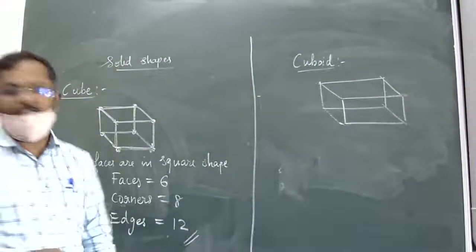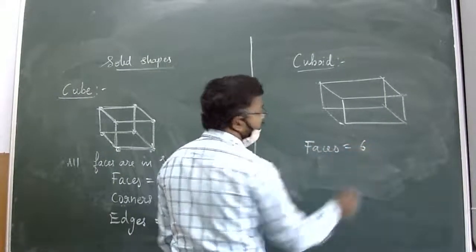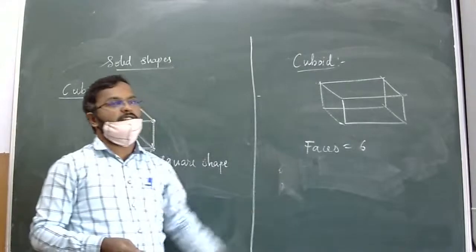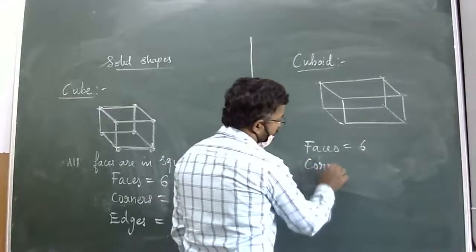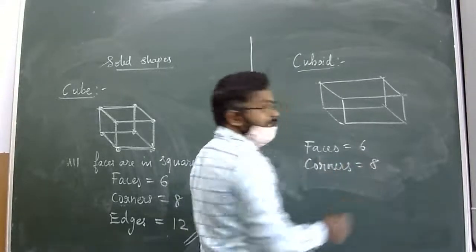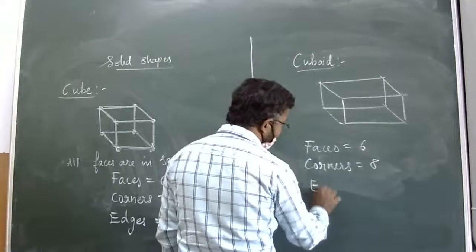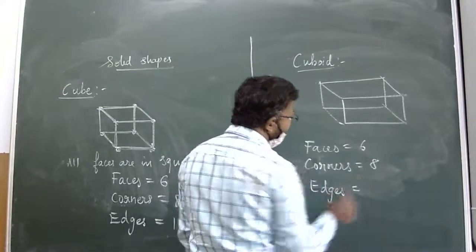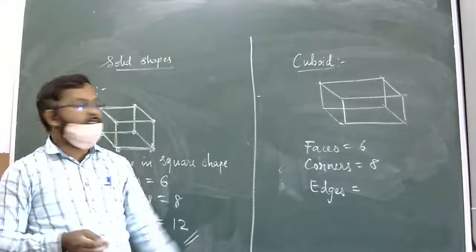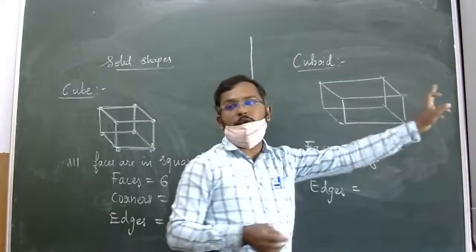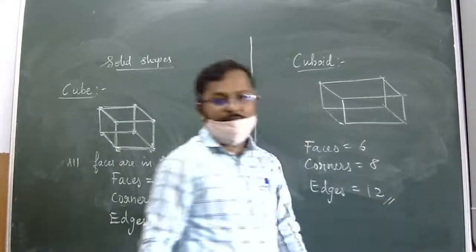Six faces. 8 corners. Faces, we have 6 faces. And next we have to find corners. 8 corners. Corners, how many are there? 8. And next we have to find edges. How many edges are there? Is it 8? 12. 12. Edges just means these lines or borders. In total we have 12 edges.